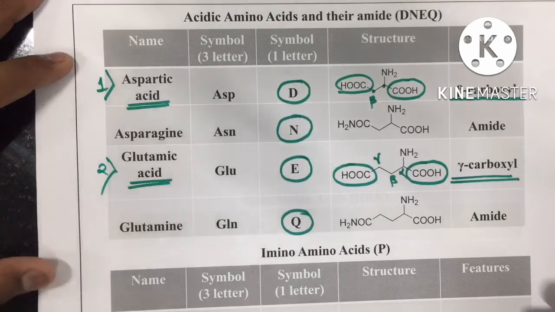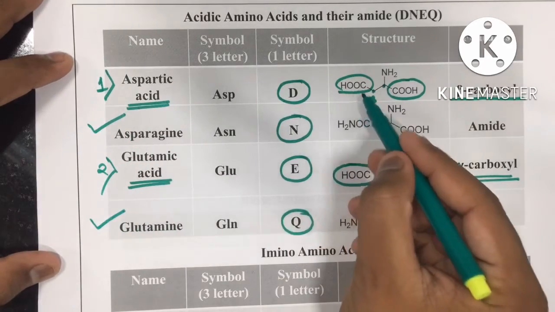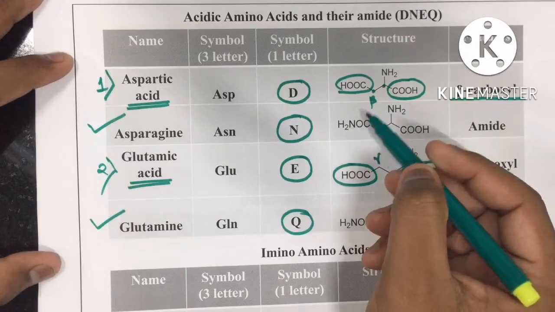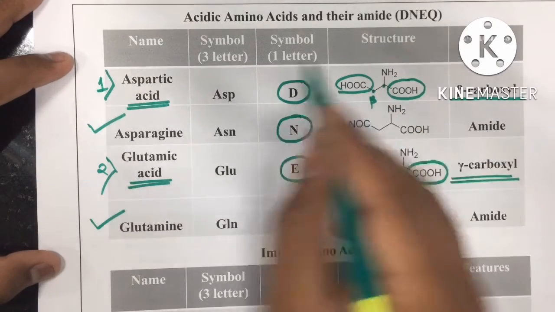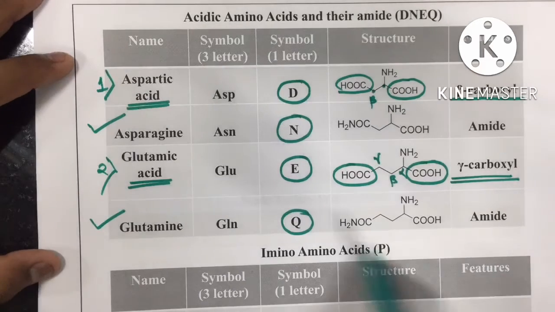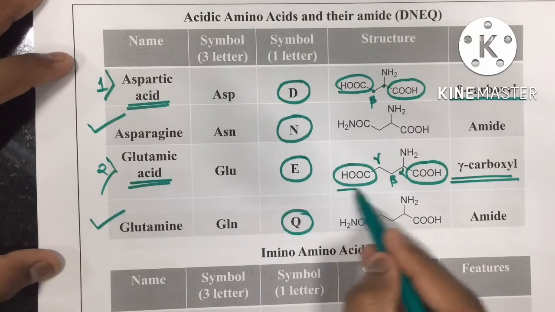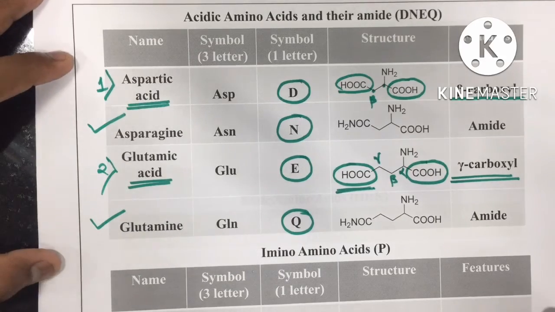A very important point: in the amides, asparagine and glutamine, the carboxyl group is just converted into the amide, right? COOH is converted into CONH2, and aspartic acid is converted into asparagine. Similarly glutamic acid is converted into glutamine, where COOH is converted into CONH2, right?